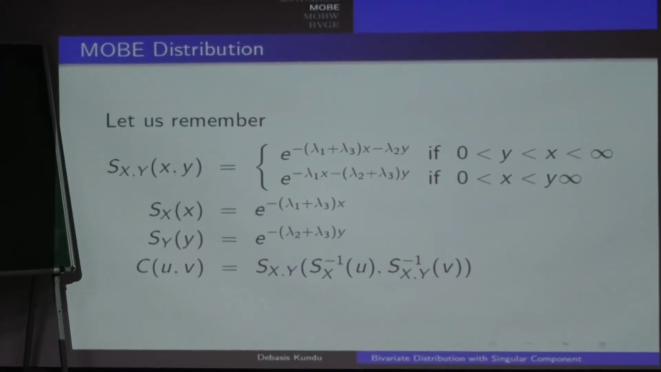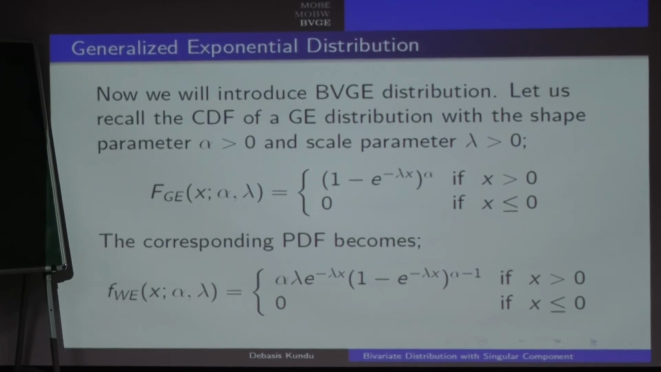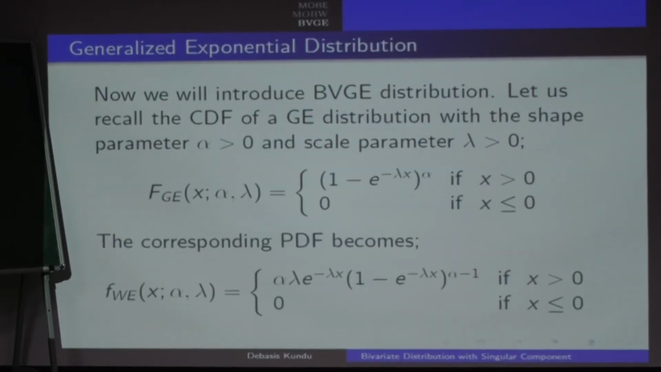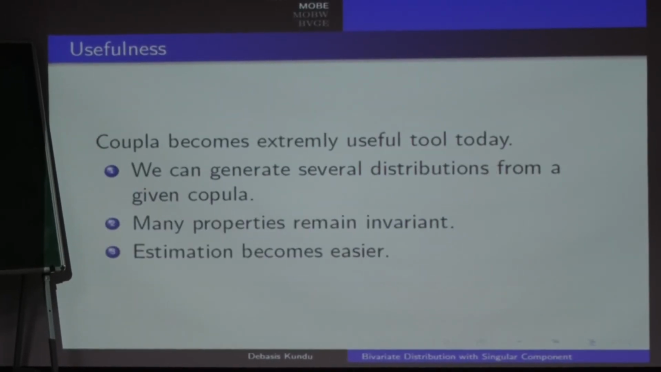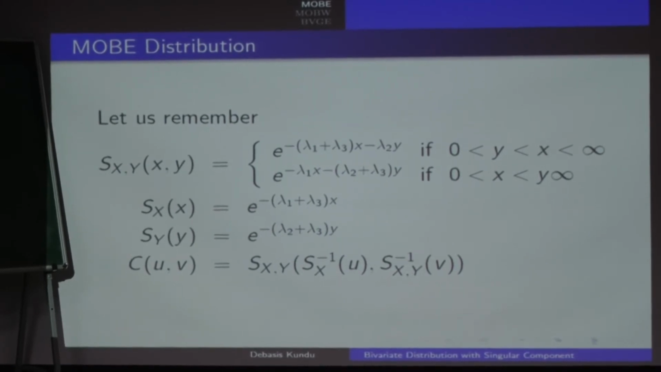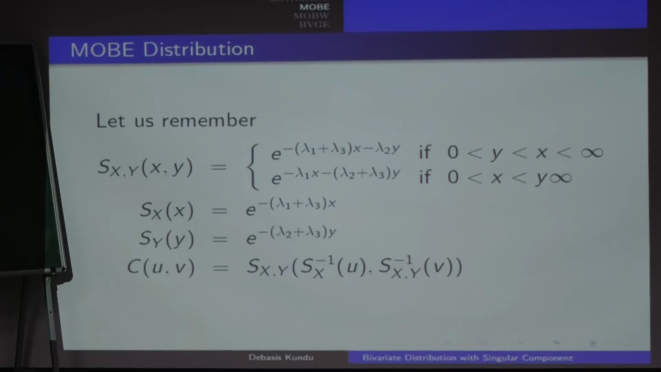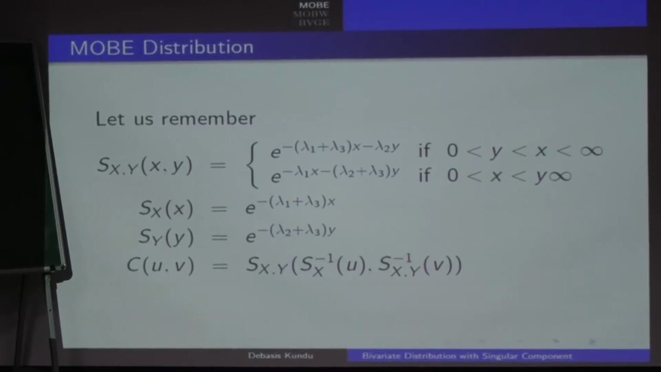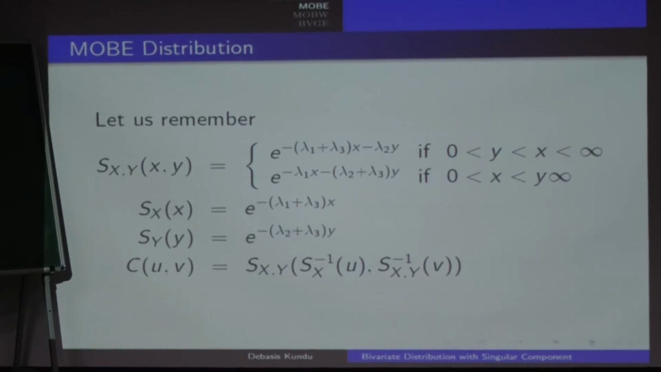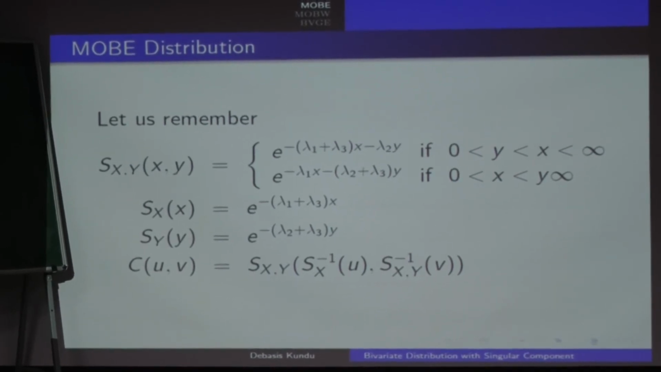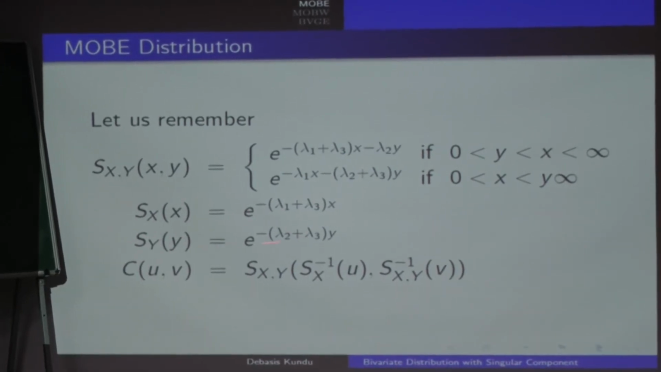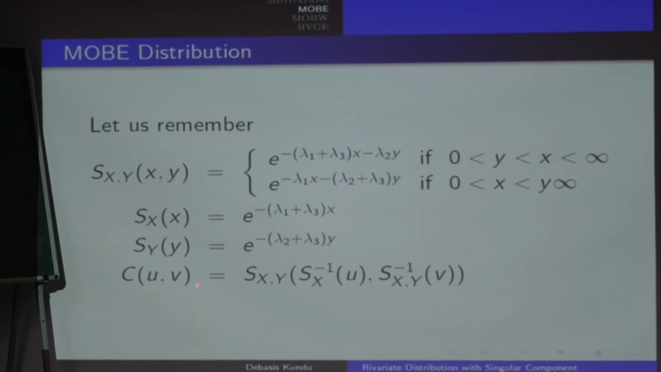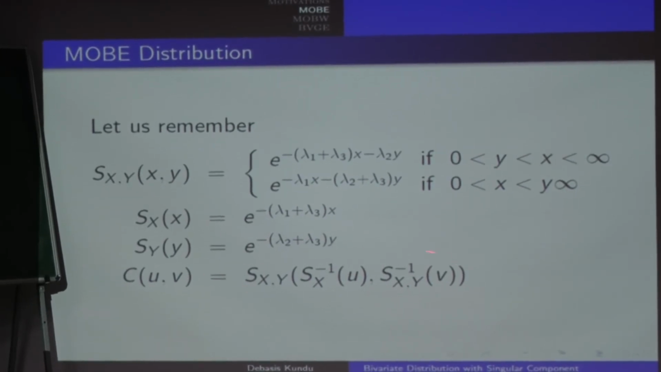So let's try to compute the copula in this particular case. You can see that my S of x,y in this particular case is simply nothing but this quantity and this quantity depending on the range, and your survival of x is simply nothing but that, survival of y is simply nothing but that, and the copula C of u,v is nothing but this quantity.